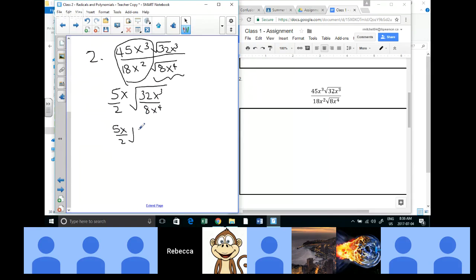We have the root 32 divided by 8 is 4. We have x to the 4 on the bottom, x to the 3 on the top, so we just get 1 over x. This 4 can come out. Square root of 4 is 2, so we get 5x times 2 divided by 2, and we have 1 over x. These 2 cancel out, so we get 5. Just like that. Are there any questions about this problem?